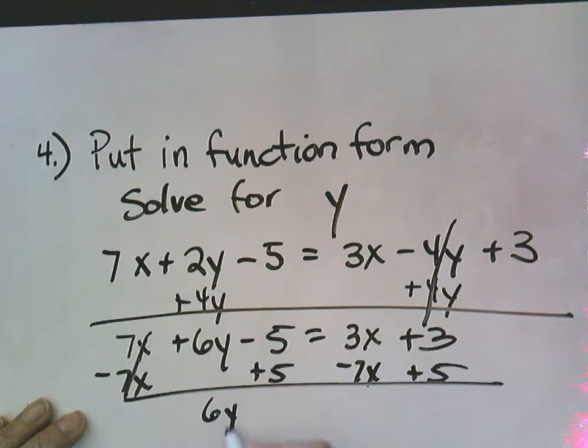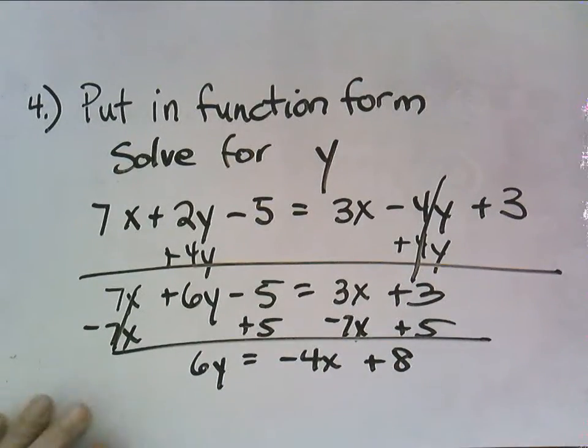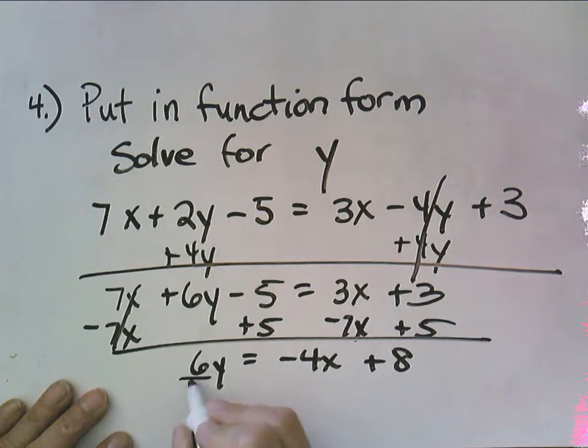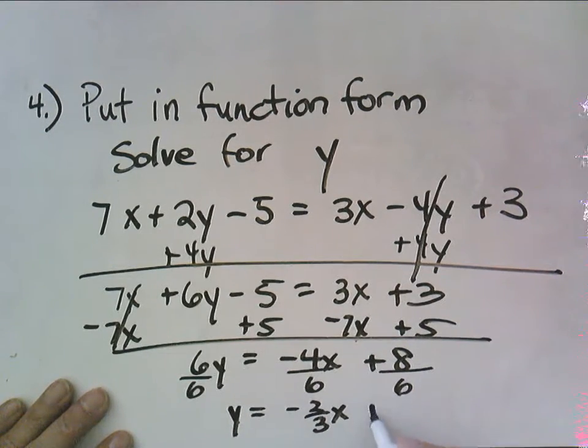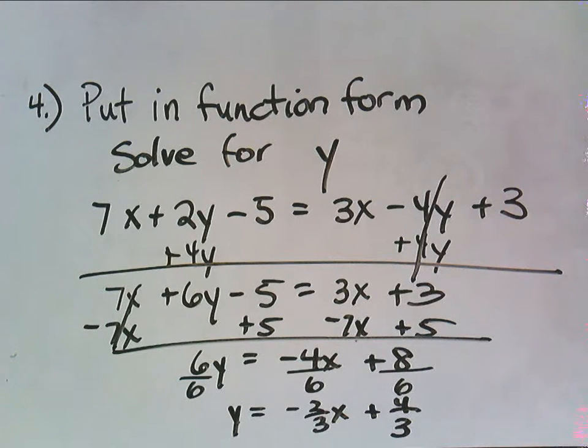So I get 6y equals negative 4x plus 8. And now I'm going to divide by 6, divide by 6, divide by 6. So y will equal negative 2/3 x plus 4/3, because we should always simplify. Okay?